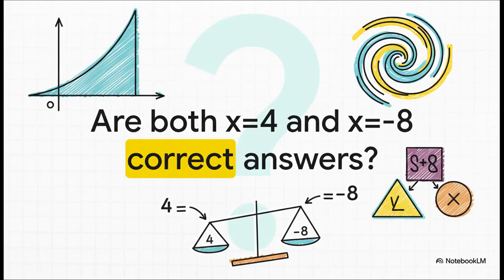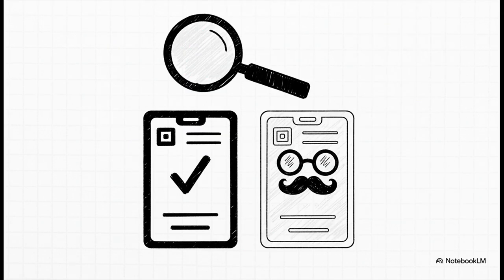So, let's look at what we've got. We have x equals 4 and x equals -8. Are they both real answers to our original problem? Remember that warning I gave you a minute ago? This is where it comes back to bite you. You have to check your answers by plugging them back into the very first equation you started with. We're hunting for what mathematicians call extraneous solutions.